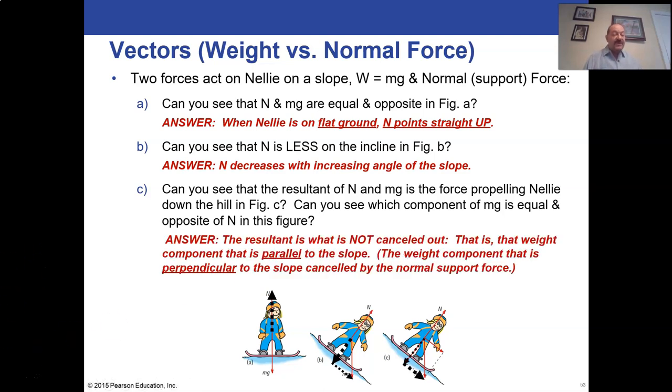So the resultant is what is not canceled out. That perpendicular component of the weight is canceled out. The horizontal component, the parallel component of the weight, is not canceled out, and that is what drives her down the hill.